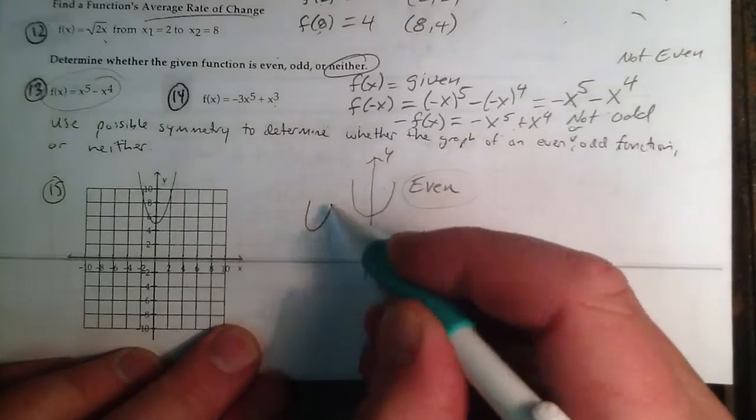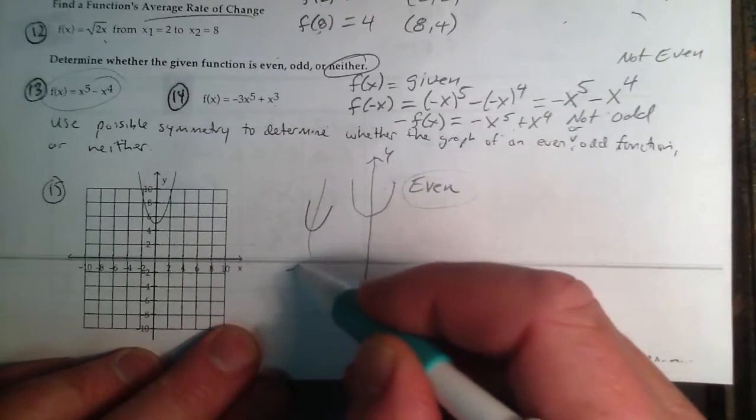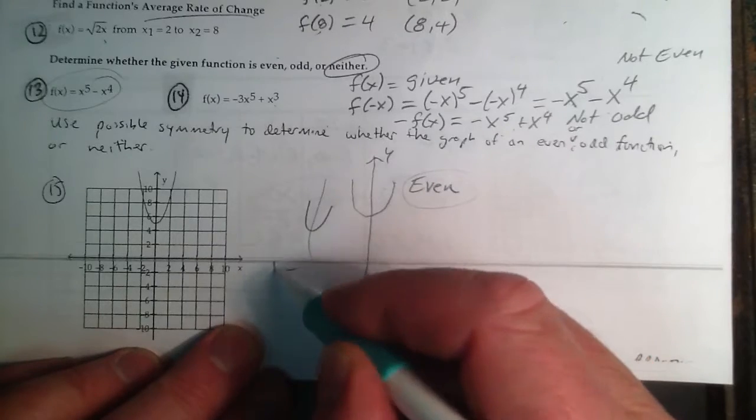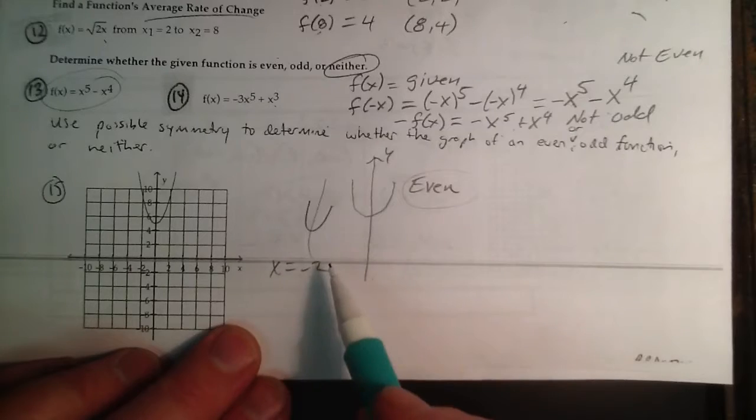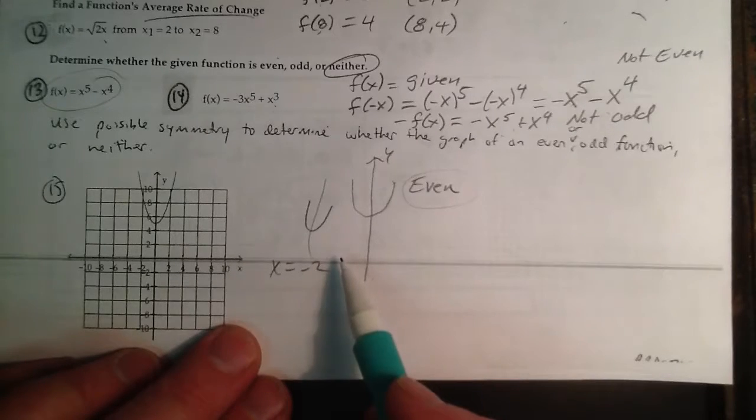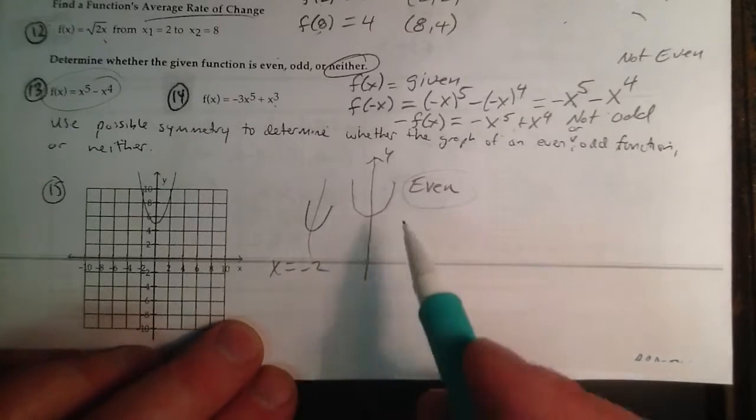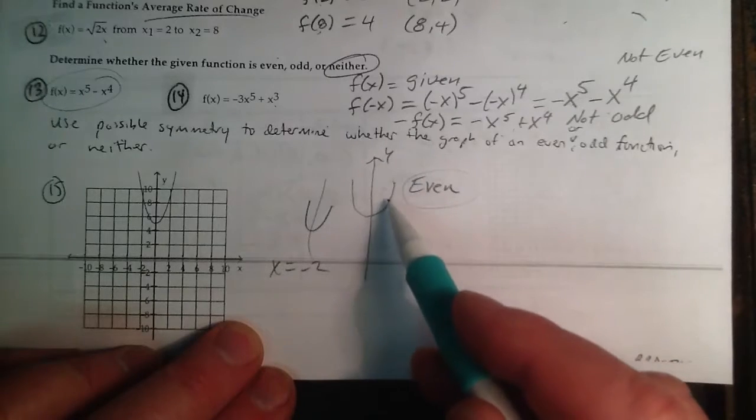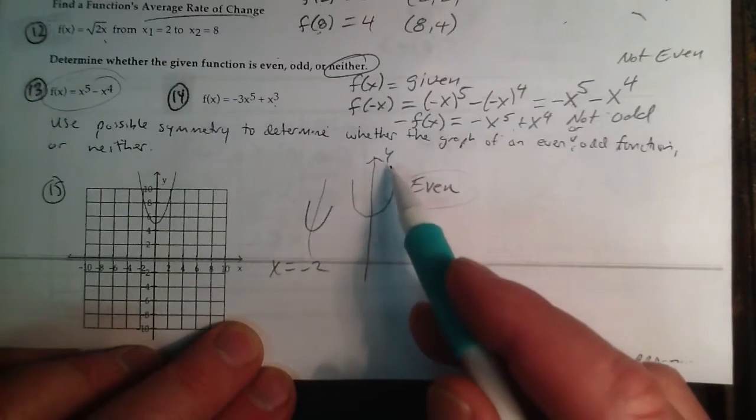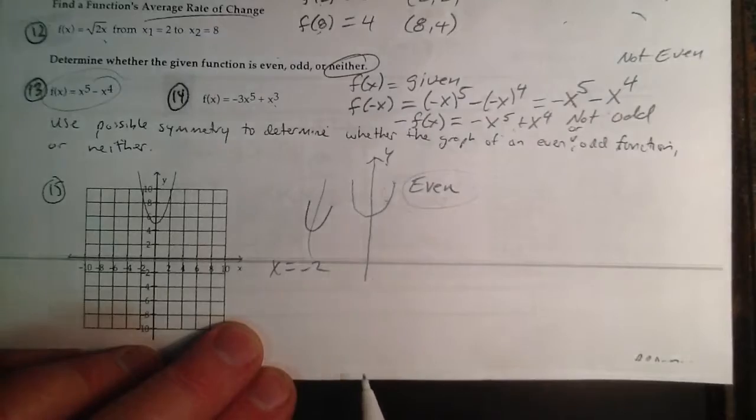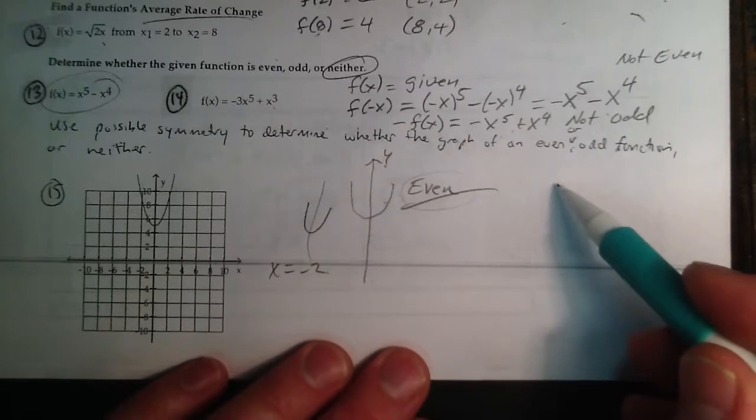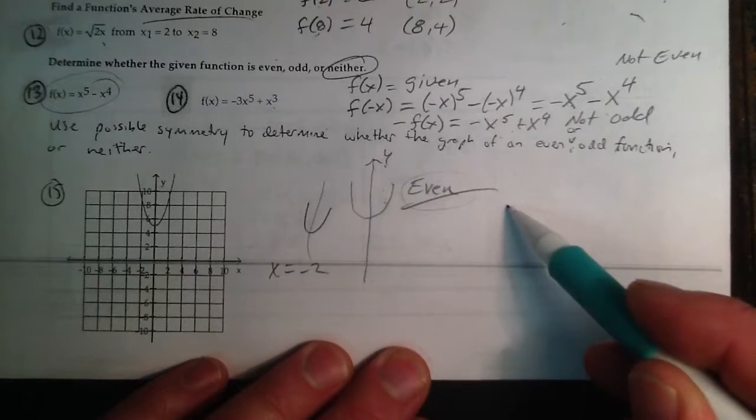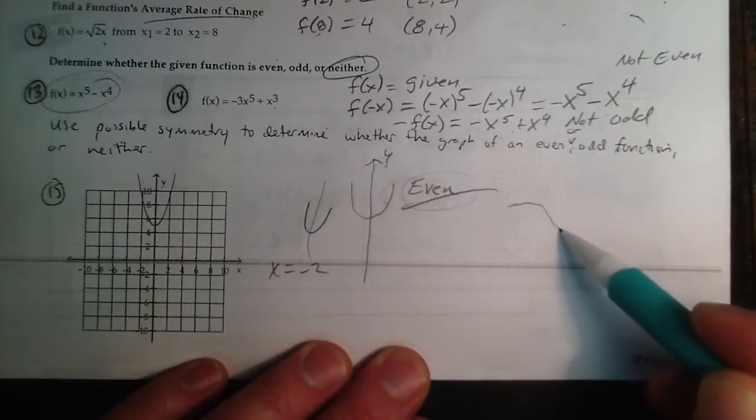Let's say I had a function over here and it's split by x equal -2. Is it symmetrical? Yes. But is the line of symmetry the y-axis? No. So it's neither. Okay? I have to have line symmetry, and that line has to be the y-axis. I'm even. All right? Now, there's another type of symmetry, and it's called point symmetry.